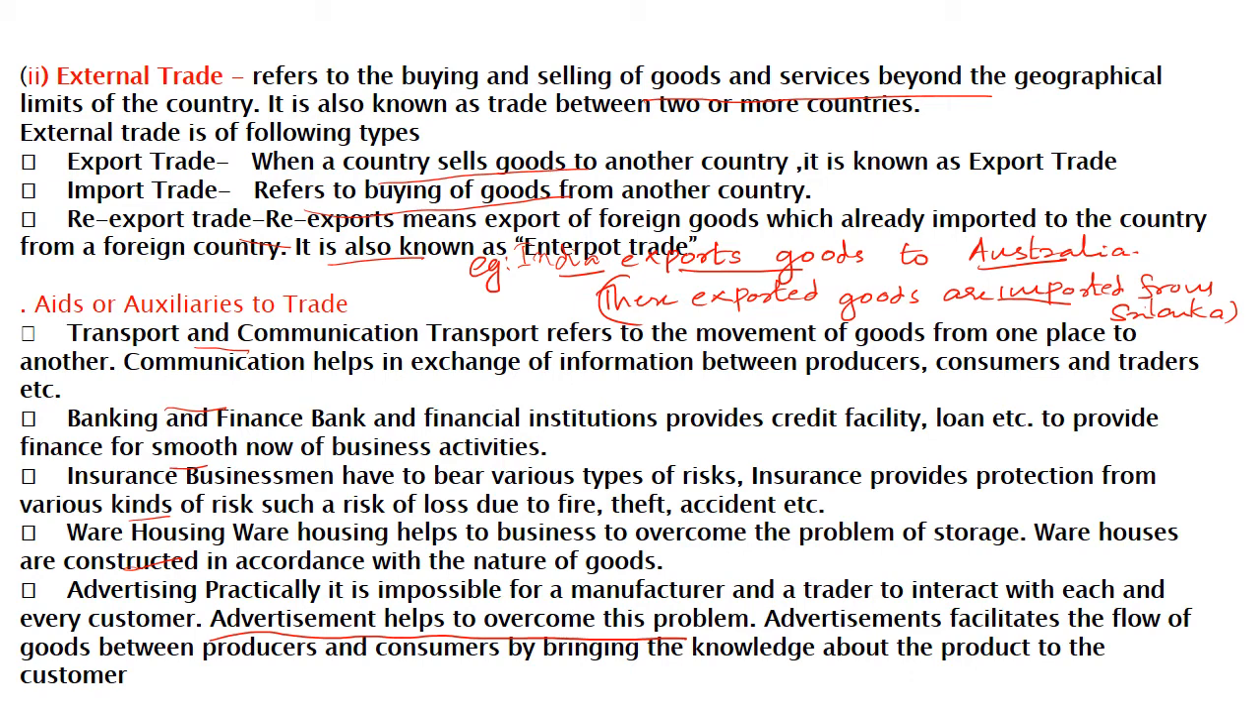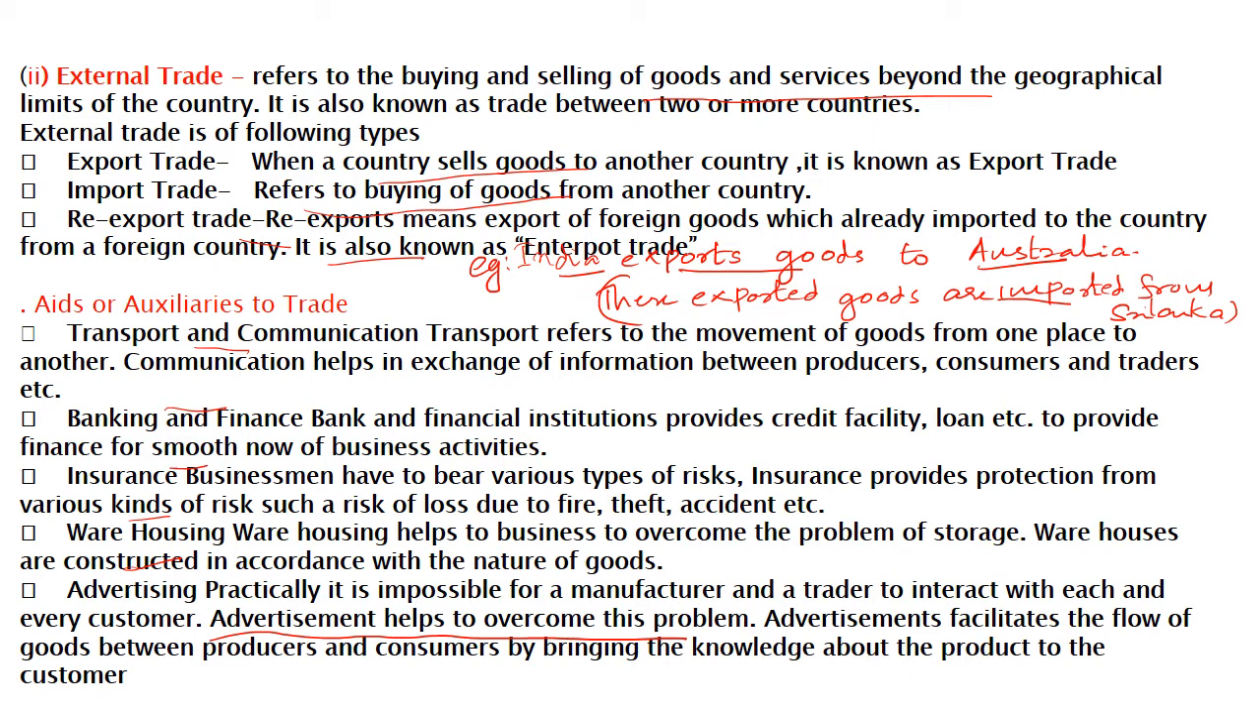Then banking and finance. Banks and financial institutions provide credit facilities, loans, etc. to provide finance for the smooth running of business. Then insurance. That is another one. Insurance provides protection from the unforeseen or uncertain things that can happen. Then warehousing, that is overcoming the problem of storage. Warehouses are constructed in accordance with the nature of goods.